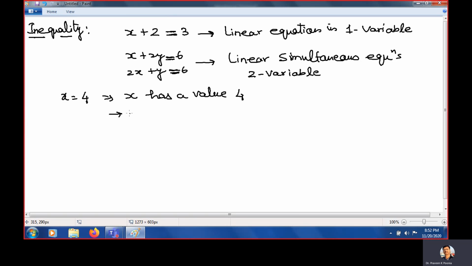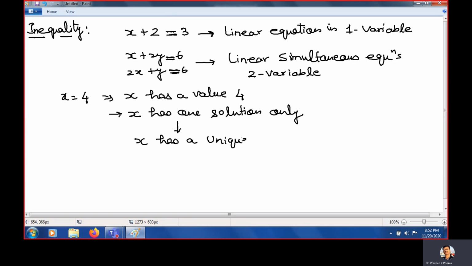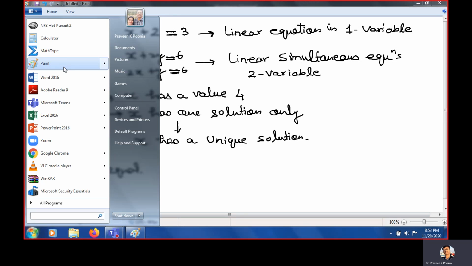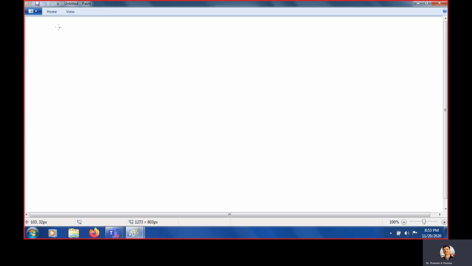Clear? That means x has one solution only. X is equal to 4. And when it has one solution only, it is called a unique solution. X has a unique solution. Unique means 1. Clear? It is not always possible that we have an equal sign. Sometimes we have other signs also. What do you mean by other signs?